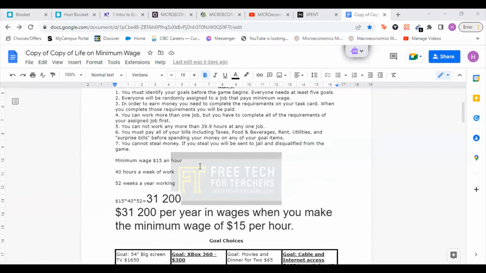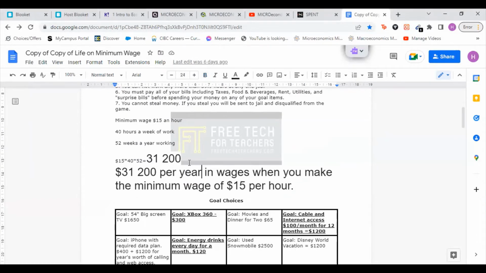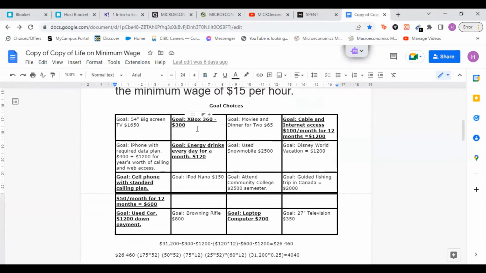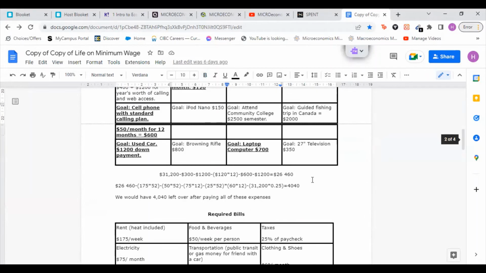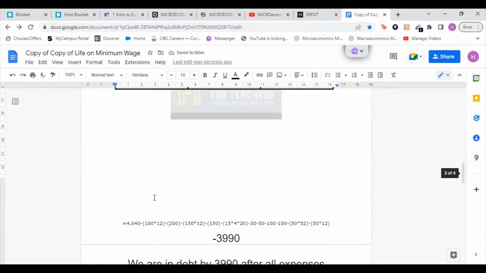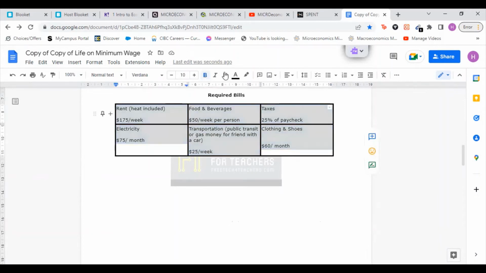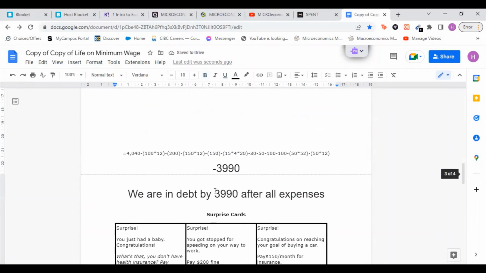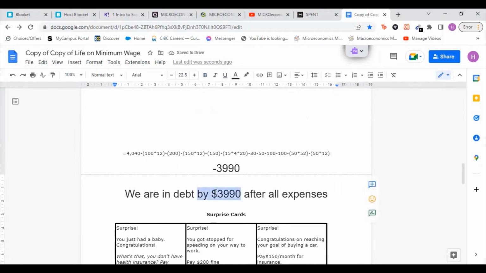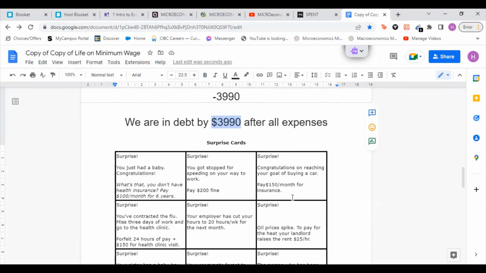So if you work the minimum wage of $15 an hour, 40 hours a week, 52 weeks a year, you make $31,200 per year. Let's say you bought these things underlined: Xbox 360, energy drinks, cable internet access, cell phone, used car, laptop, etc. If you subtracted all of those from the $31,200 per year, you would have $4,040 left over. And then if you paid for all these required bills here, you would have $3,990 in debt at the end. So you'd have to borrow $3,990 because the wages you made wouldn't pay for all of it.